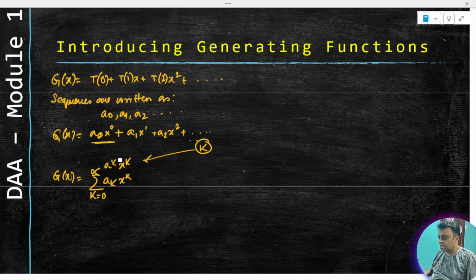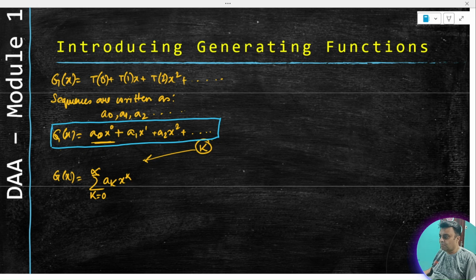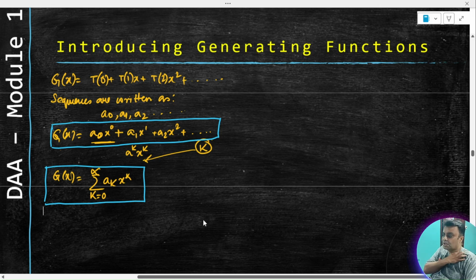So this is what I wanted to show you, that this is the general form of a recurrence relation. This is our equation form of the recurrence relation, and if we convert it into a general form, then we are going to get ak xk, and therefore the general form will look like this. So that is in a nutshell what a generating function is all about. It's actually the way to write the recurrence relation as a generating function.